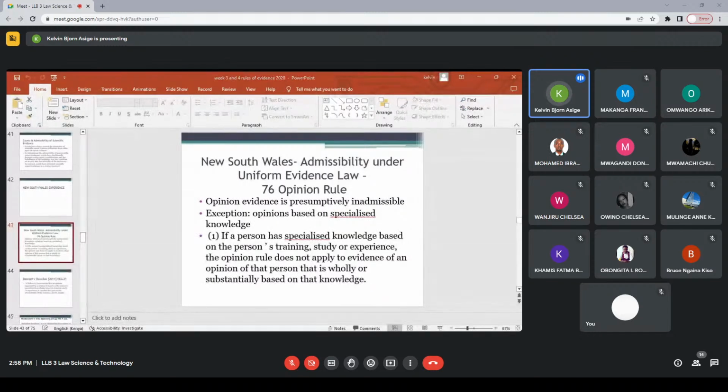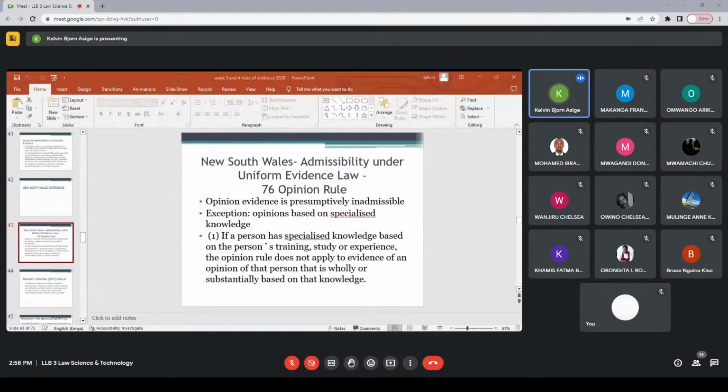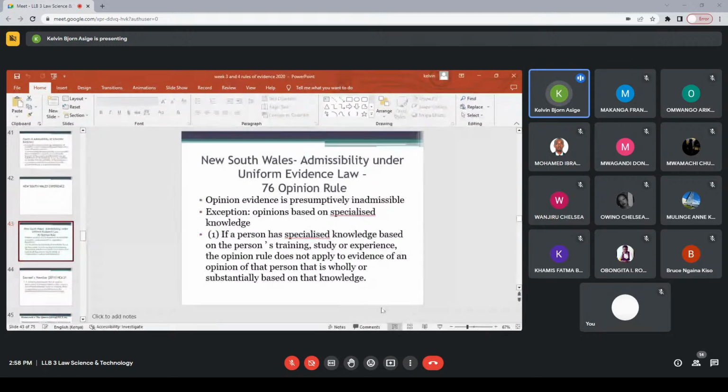knowledge. I think someone's mic is still on. Could you please mute? Because it's causing a little bit of background noise. There's someone's mic that is on. Thank you. It's off now. Right.